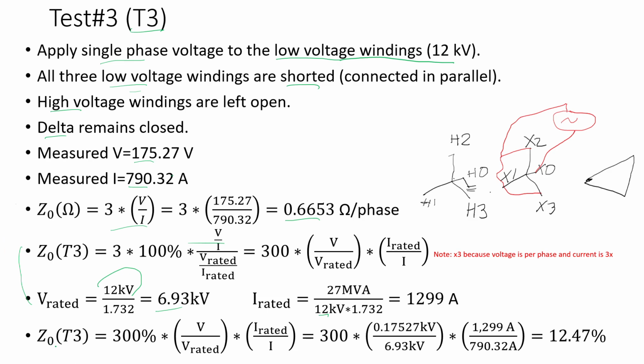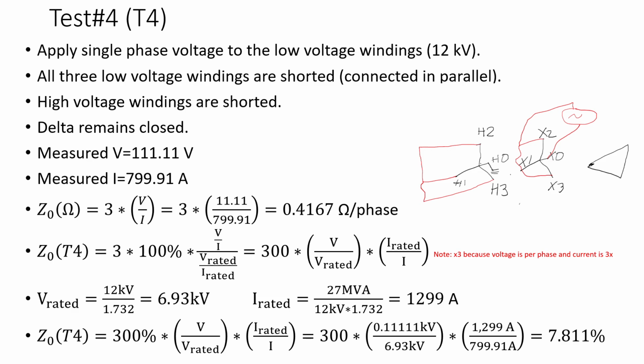So then the zero sequence obtained from test 3, so 300 times, basically I'm using the same formula, so I'm just plugging the numbers. So you see the rated current is here, the measured current is here, here's the rated voltage, measured voltage, and the zero sequence obtained from test 3 is 12.47%.